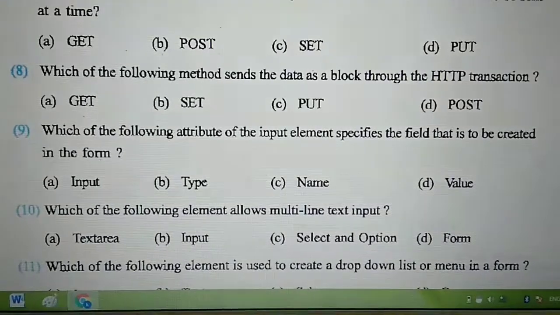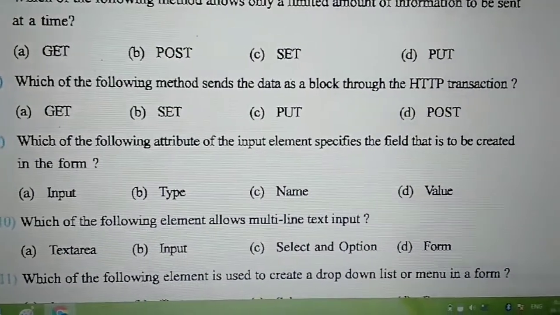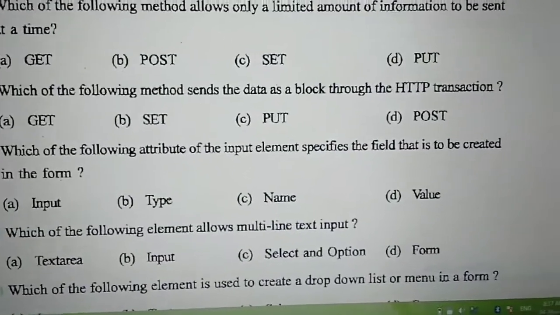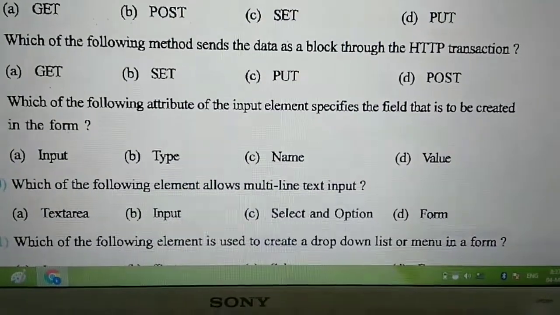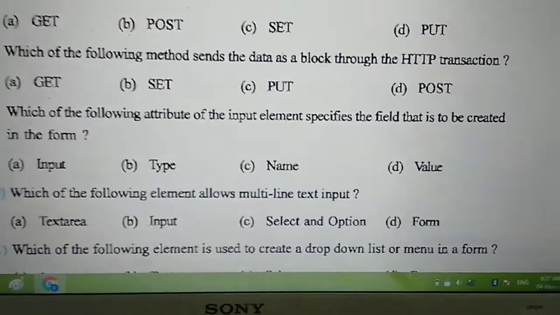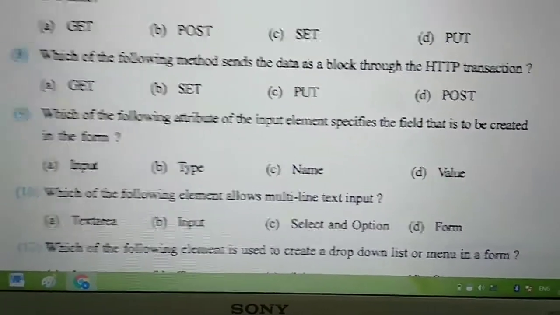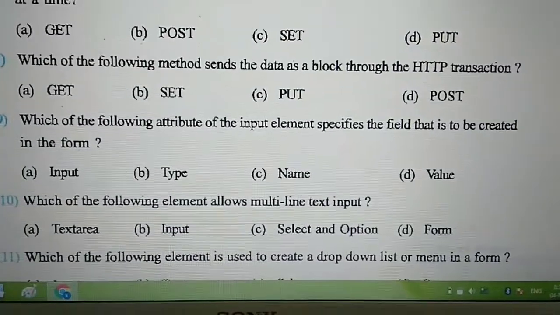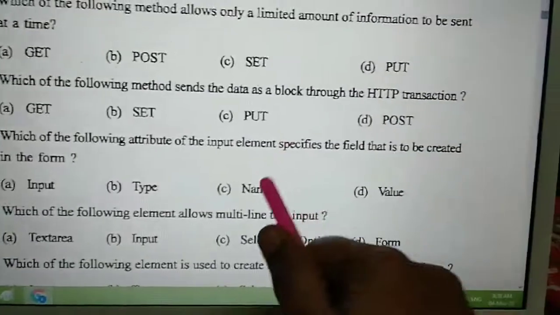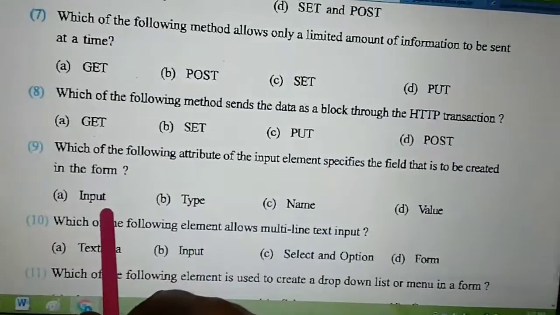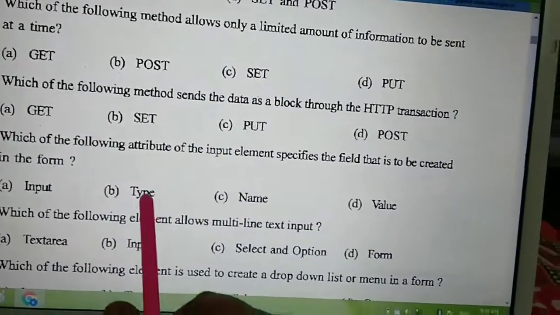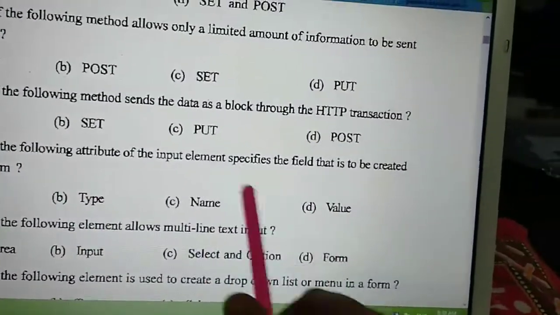9. Which of the following attributes of the input element specifies the field that is to be created in the form? Means which attribute of the input tag, input element. Input is a tag, so that option is cancelled. Input has 3 properties, that is type, name and value.